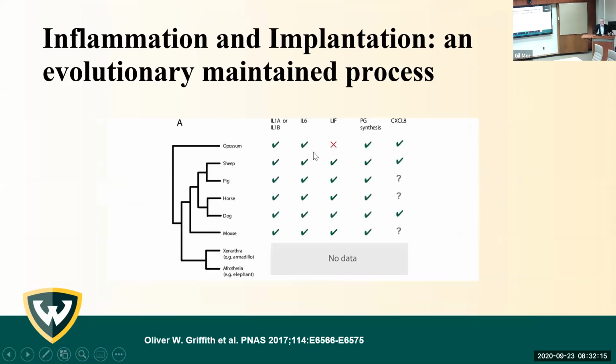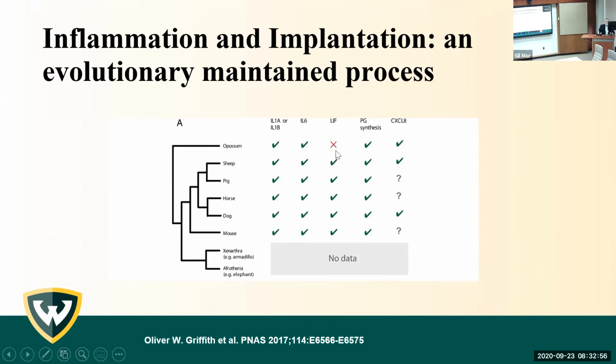The interesting thing is that these inflammatory cytokines, which we found in the opossum, interleukin-1 alpha and beta, IL-6, prostaglandins, CXCL8, are present in the sheep, in the pig, in the horse, in the dog, the mouse, and so on. So evolutionarily, when there is an implantation process, all those species have inflammation, confirming that inflammation is an evolutionary process necessary for implantation. But then I still have a question.